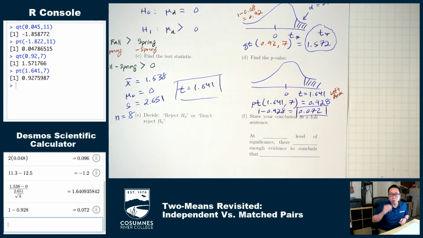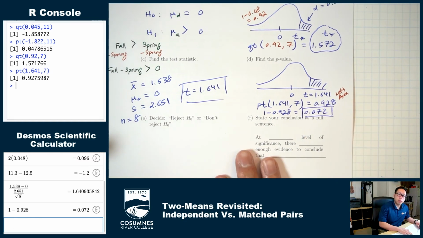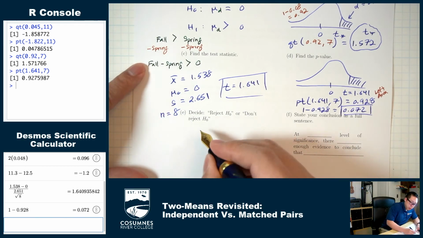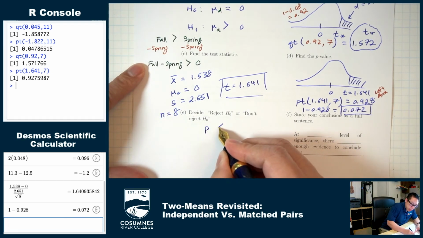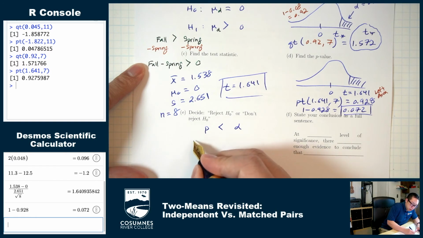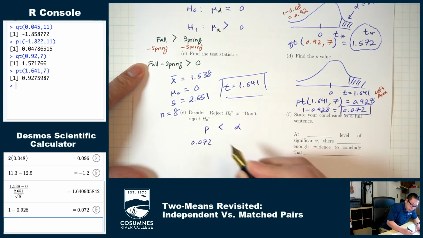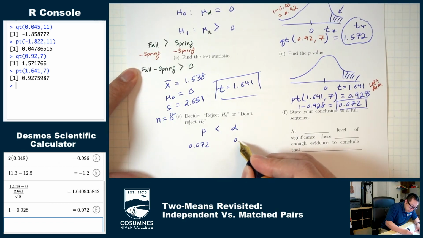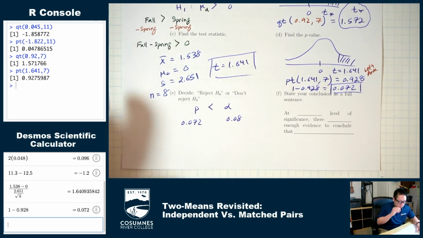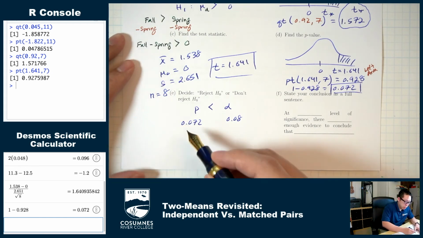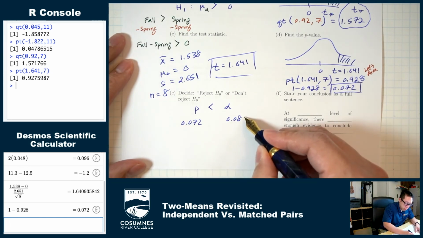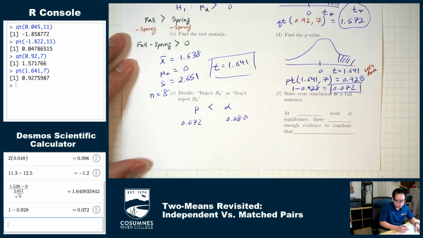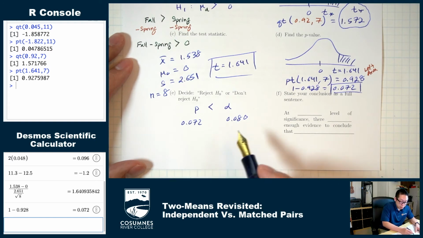That looks more correct. Part E, reject or don't reject. We're going to take our p-value and check whether or not it's less than the alpha. P-value is 0.072, alpha is 0.08. If you need to add zeros so that you match the number of decimal places, let me add a 0 here to make both of them 3 decimal places. This is really 72 versus 80. It is less, so if it's less, you should reject.